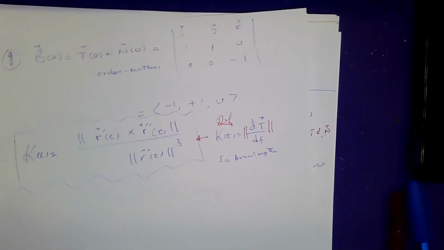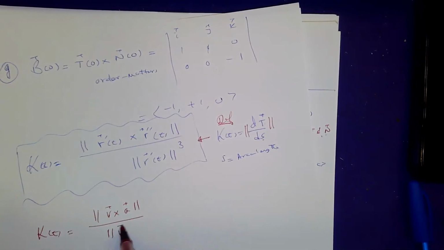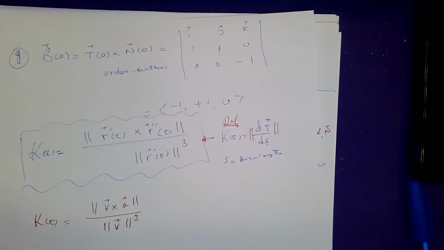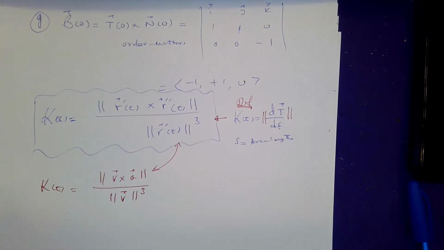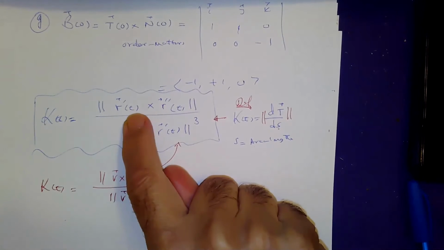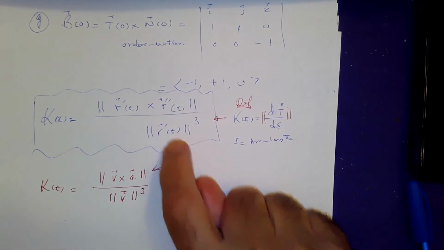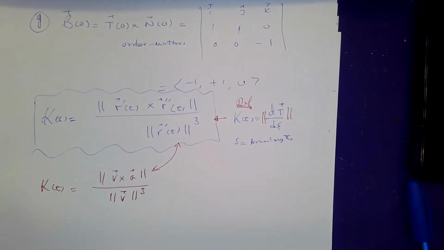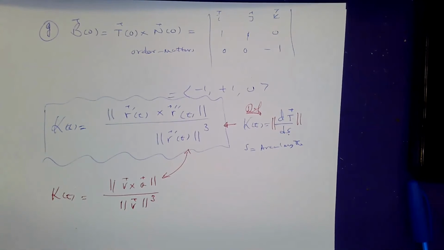In our textbook it is this. Curvature is the magnitude of the cross product of velocity and acceleration, over the magnitude of velocity cubed, which is speed cubed. Can you see the resemblance? First derivative is velocity, second derivative is acceleration, and this guy is the magnitude of the velocity, which is speed. So either way is fine. So we're good. So back to the question of 20.